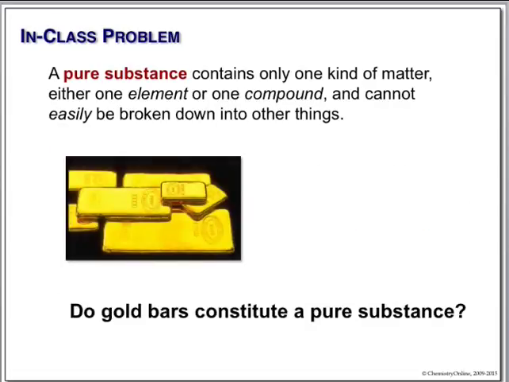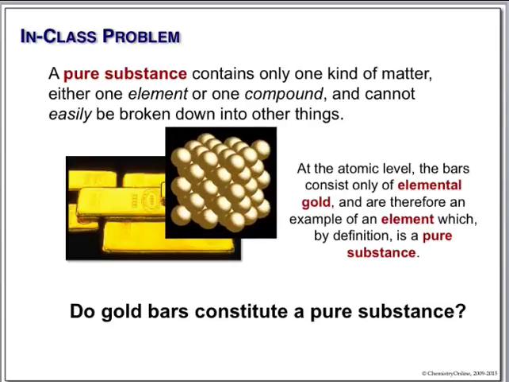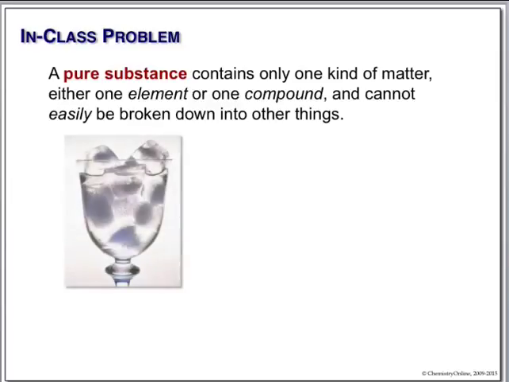These are gold bars. They all look different. All different size, different weight. Is this a pure substance or a mixture? Well, it is a pure substance because it doesn't matter what the shape of it is. These contain only gold atoms. Only one type of substance in there. Kind of a trick question.